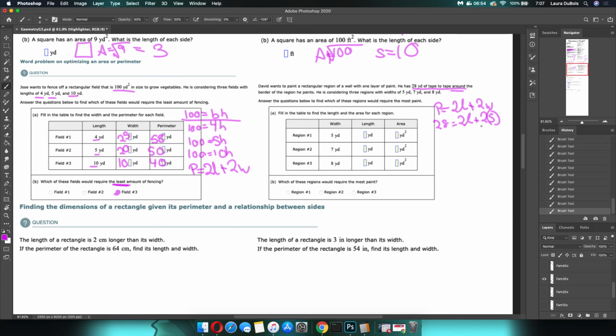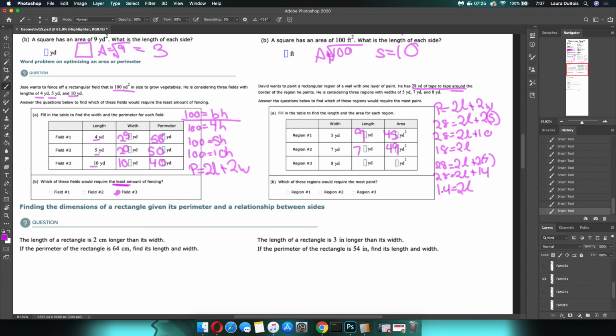So that's going to be 28 equals 2L plus 10. Subtract 10, 18 is going to be 2L. So our L is going to be 9. 5 times 9 is our area, 45. Next, 28 equals twice the length plus 2 times the 7. So that's going to be 28 equals 2L plus 14. Minus 14 on both sides. 14 equals 2L. L equals 7. 7 times 7 is 49.